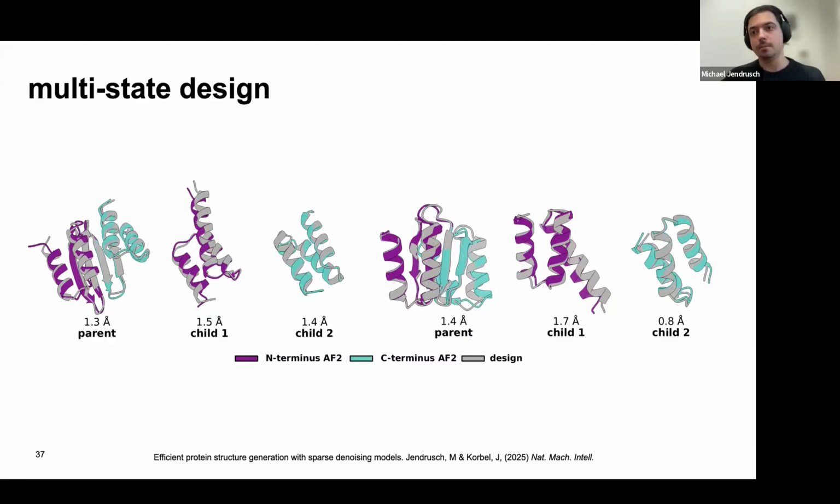Yeah, which is the more boring failure mode in the sense that we didn't manage to design anything at all, while maybe we can learn something from the failure modes where one or both of the children are predicted to fold like the parent or vice versa. Wow. Yeah, that's perfect.